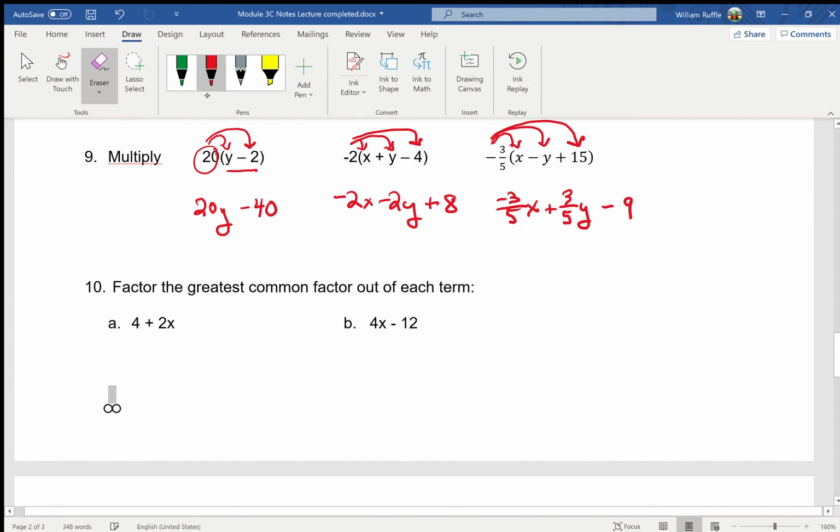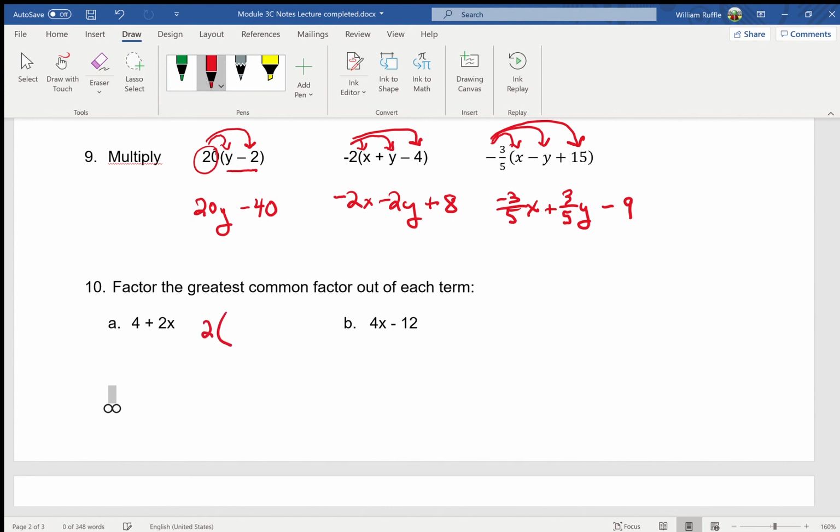So now, 2 is the greatest common factor, so what I'm going to do is write 2 then parentheses. But what I'm really doing is dividing each one of these by 2. 4 divided by 2 is 2. 2 divided by 2 is canceled, so it's just 2 plus x. So if I were to redistribute the 2, I would just come back with the original answer.